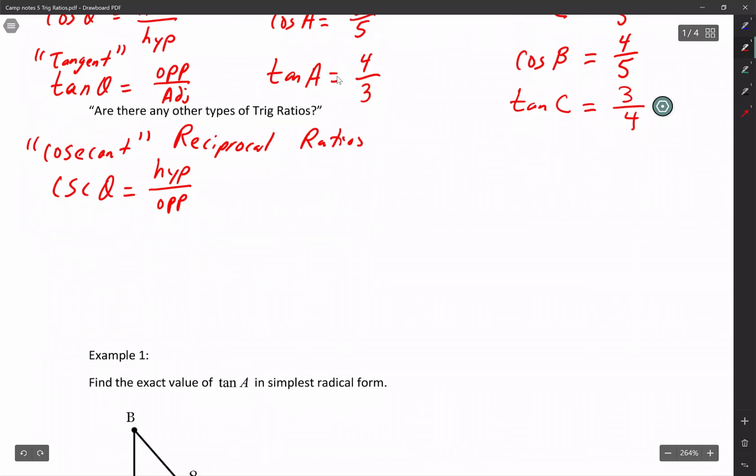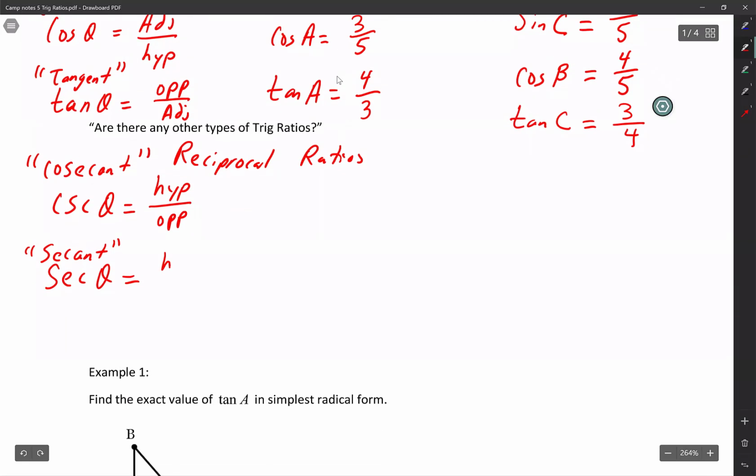So this next one here is called secant, S-E-C-A-N-T. And secant is the reciprocal of cosine, which means hypotenuse over adjacent. All right, and let me put a line here so we don't confuse ourselves.